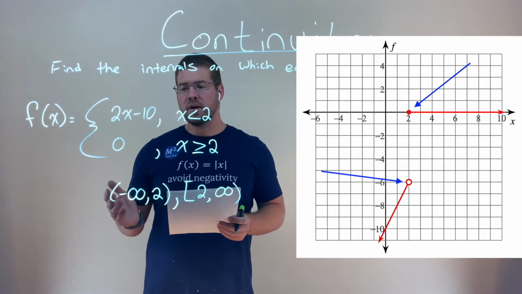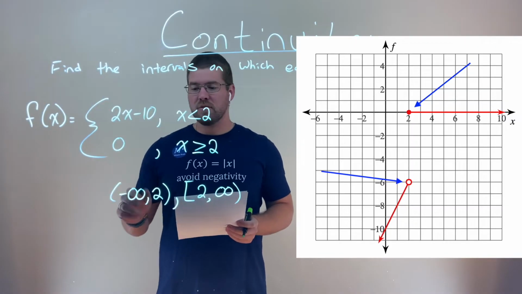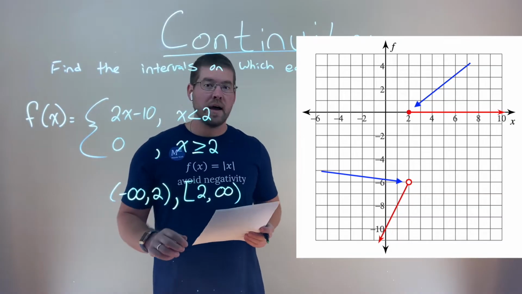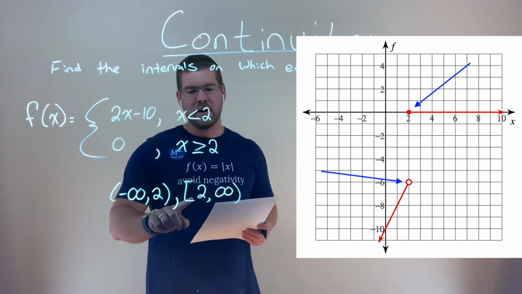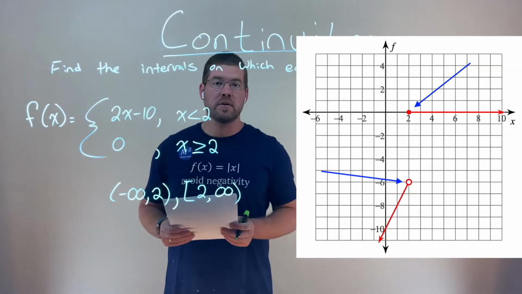So our final answer here is this function is continuous from negative infinity to 2, with the parenthesis there, and then a bracket from 2 to positive infinity.